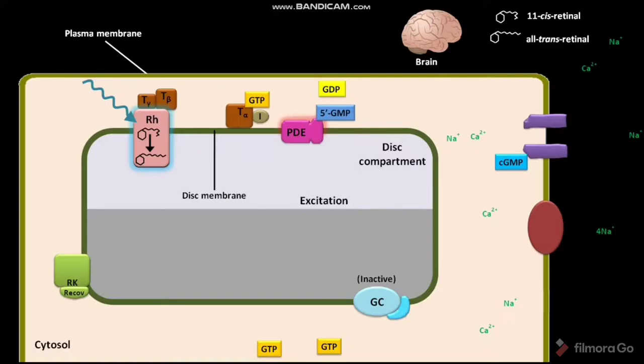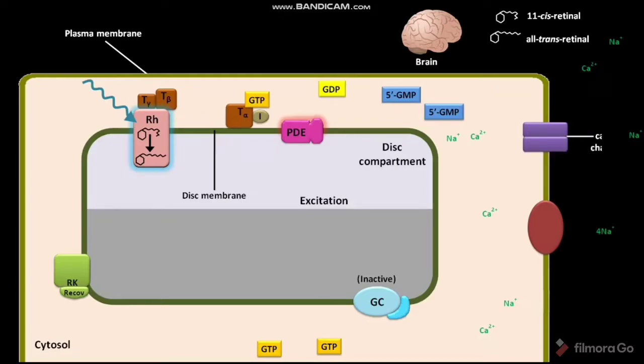5'-GMP. The 5'-GMP then dissociates from the active PDE. Another cation channel-bound cGMP is also converted into 5'-GMP in the presence of active PDE. Due to this conversion of cGMPs to 5'-GMPs, the concentration of cGMP decreases. As a result, the cation channels become closed.